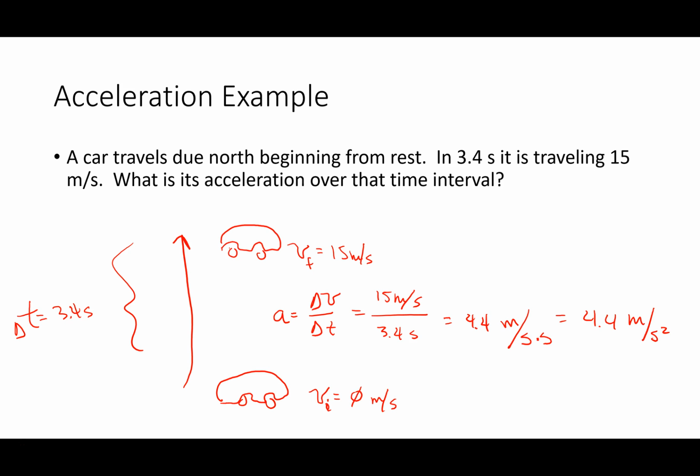So what 4.4 meters per second squared means is for every second this car goes, if it keeps up this pace of hitting the gas pedal, it's going to go faster and faster. For every 1 second, it's going to go faster by 4.4 meters per second.